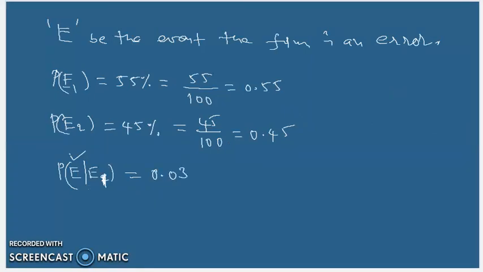What is the meaning of P of E by E1? This is the conditional probability of error forms if E1 already occurred. E1 means forms checked by clerk 1. And the probability of error forms checked by E2, E2 means clerk 2, this is 0.02. Okay.